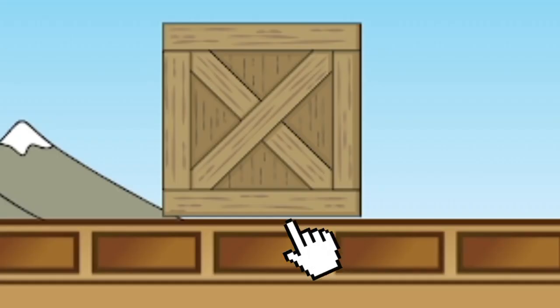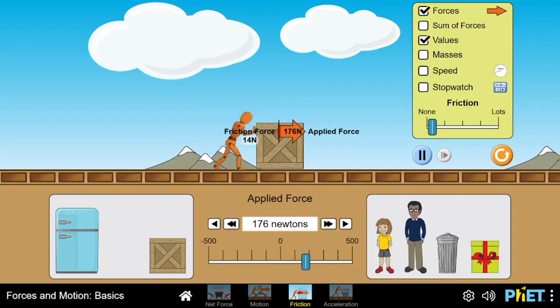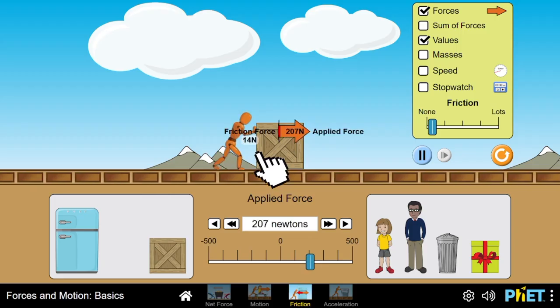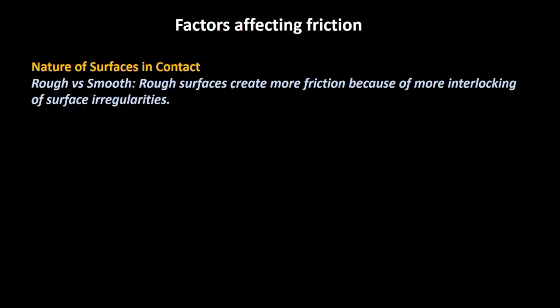Now in this case, the surface is very smooth. Now let's see what effect it has on the frictional force. Now you are able to see the frictional force is only 14 Newton in this case. So we can say that as the roughness of the surface increases, the frictional force also increases. So we can conclude that rough surfaces create more friction because of more interlocking of surface irregularities.